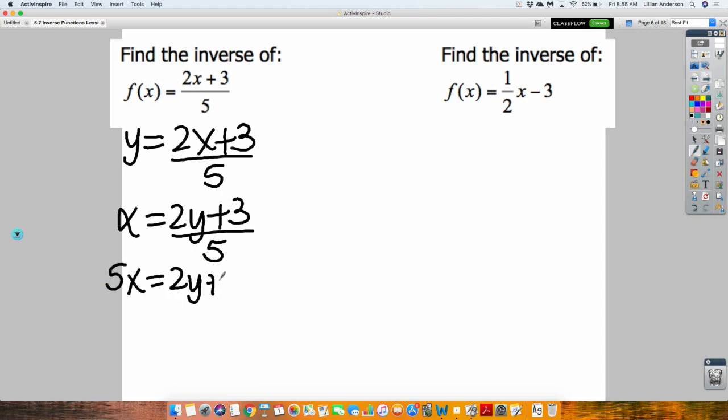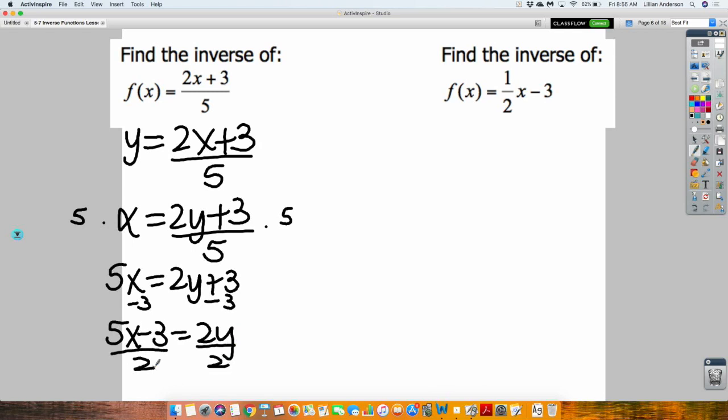Multiply by 5 because we have to get rid of the 5 in the denominator. And then you subtract 3. So that'd be 5x minus 3 equals 2y. And you divide by 2. So you get 5x minus 3 divided by 2.